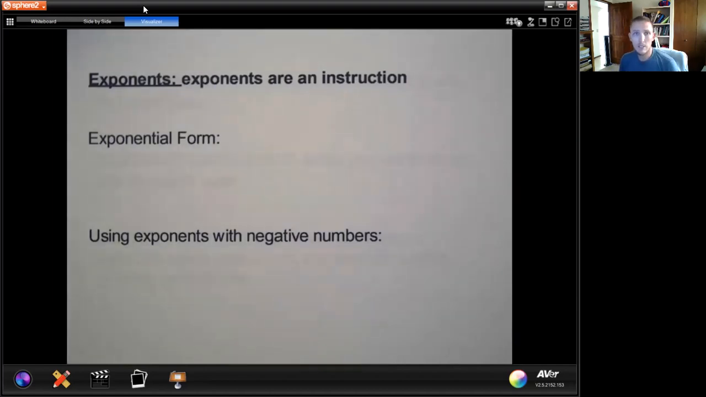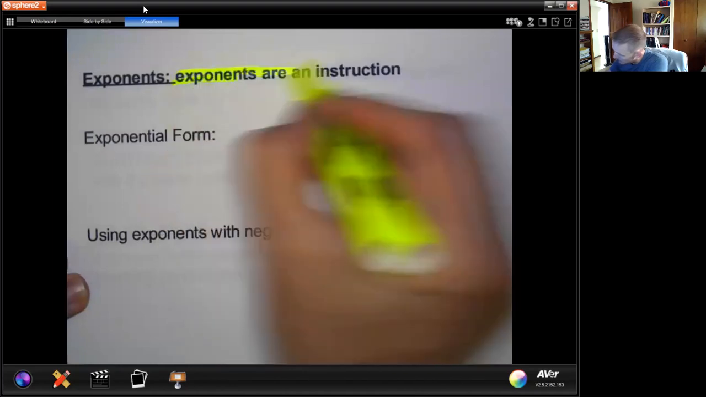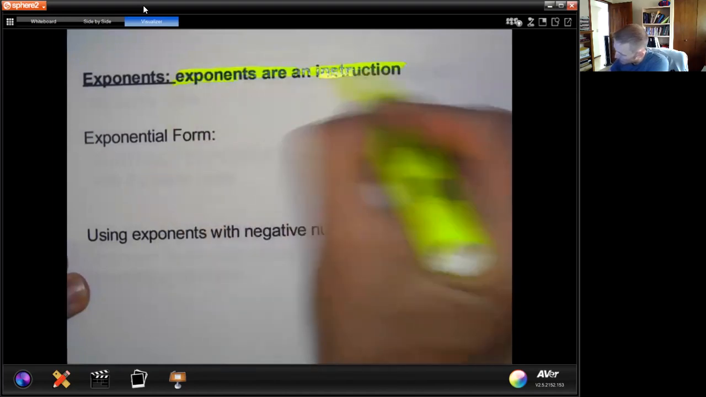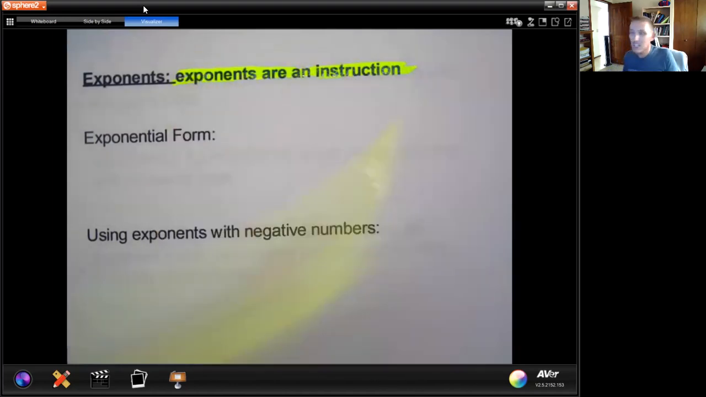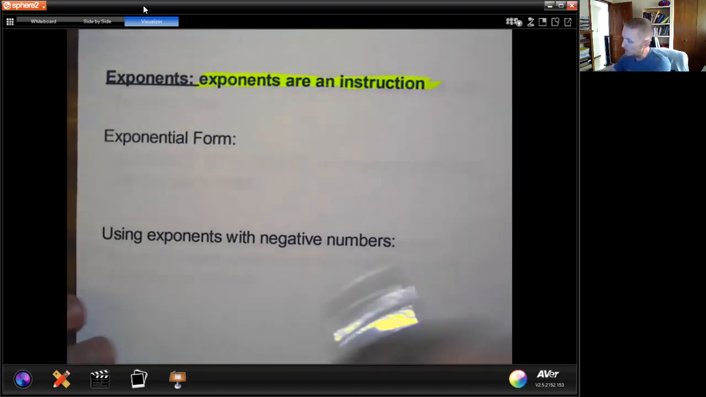The first thing is about exponents. I want you to think of an exponent as an instruction. So exponents, for the purposes of this particular section, are going to be an instruction. They're going to be telling you to do something. Now, what it's telling you to do is going to vary based on the rule that we're working with. But I want you to think about exponents as an instruction.